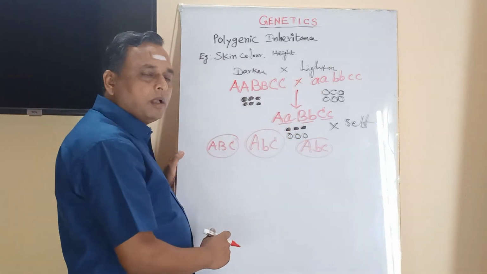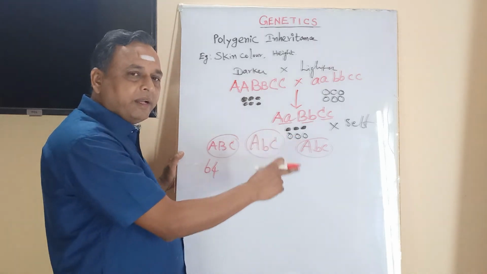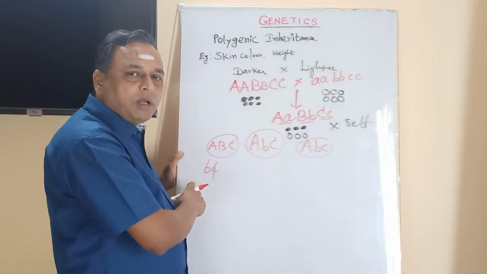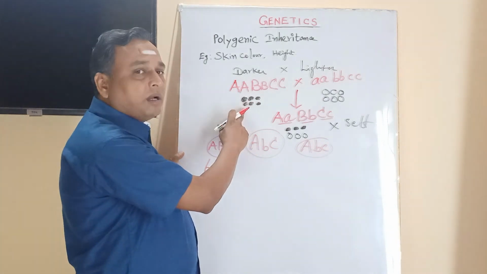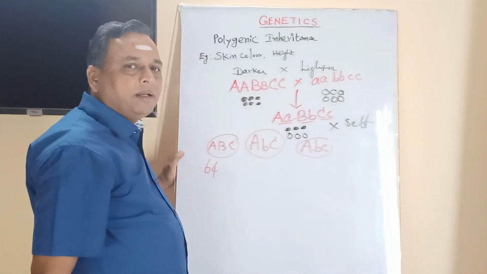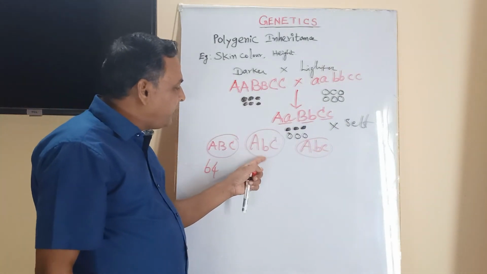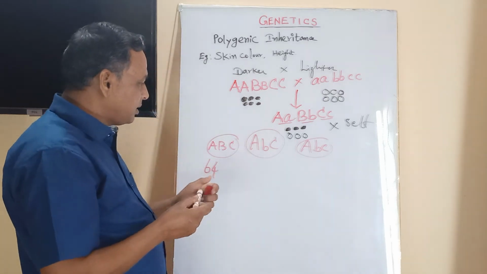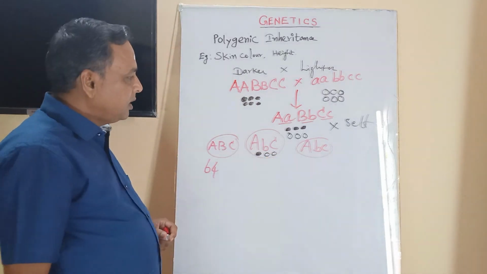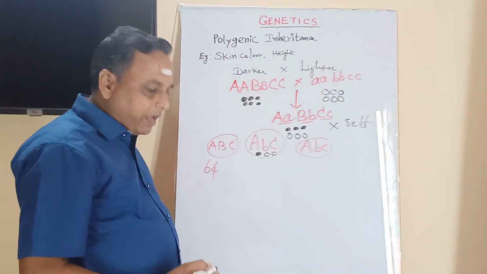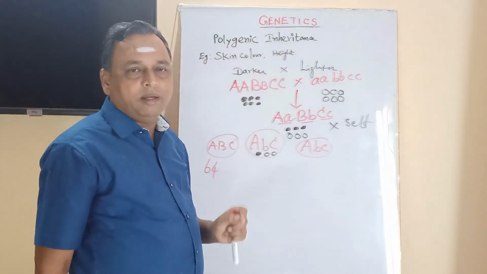When you cross, how many offspring are possible? 64. 8 into 8, 64 you will get. Out of 64, you will get only one like this darker, one like this lighter, and so many intermediate shades. How will the alleles be here? Only one darker, 2 light. In this case also the same. Likewise, 64 types will be there. So that is why this is called polygenic inheritance.